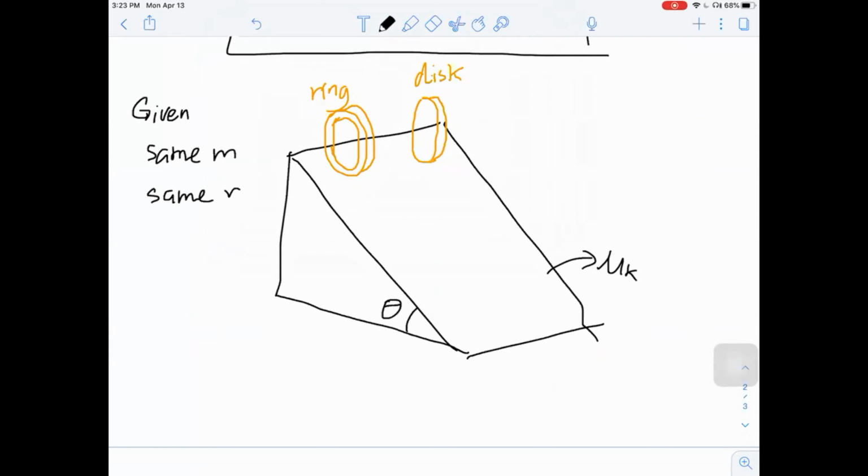Okay, now I want you to vote on which one will reach the bottom first. Write down your answer in the Zoom chat area. Do you think it should be the ring or the disc? Or you think they will reach the bottom at the same time? Or maybe they will never reach the bottom?